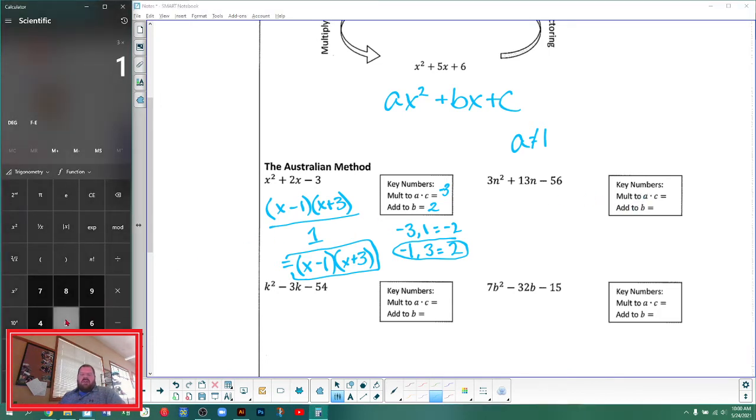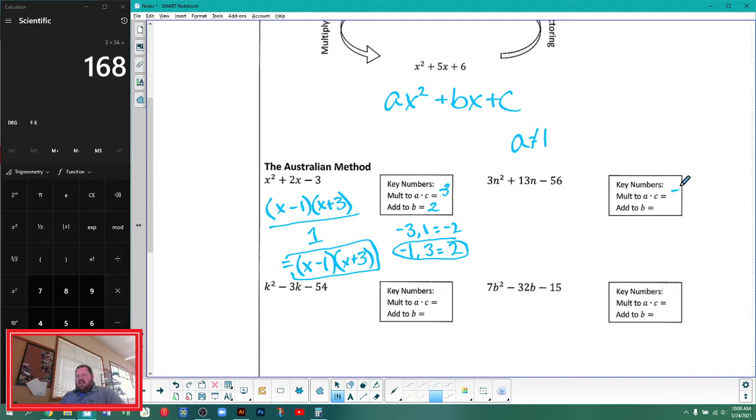So I do, not 156, 56. I need two numbers that multiply to give me negative 168 and add up to 13.